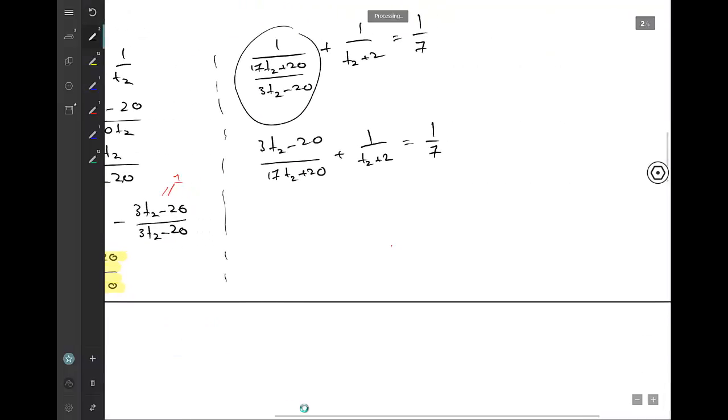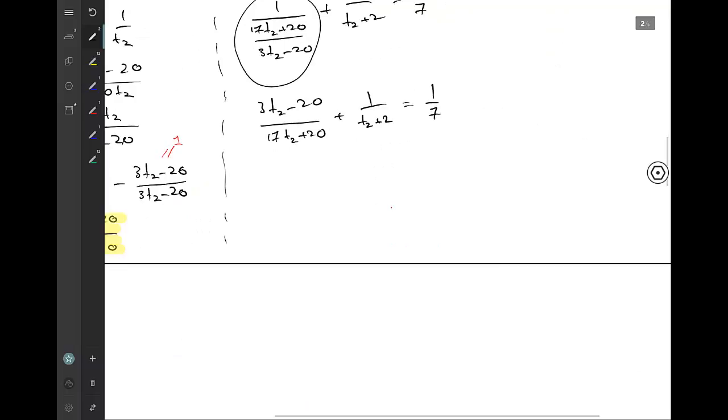Okay, so at this stage, usually the best tactic is just to eliminate each denominator. So we're going to do that step by step just to make sure we don't make any silly mistakes. So initially I'm going to multiply everything by 17T2 plus 20.